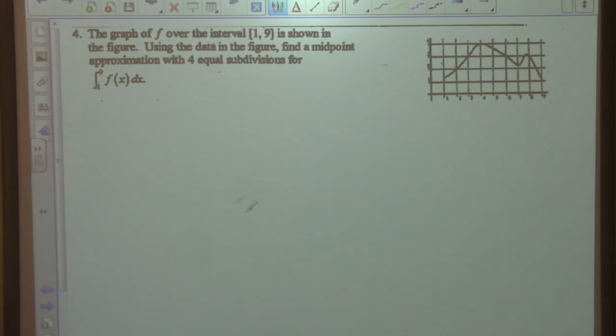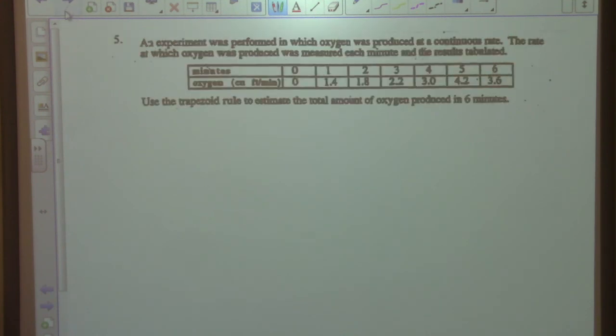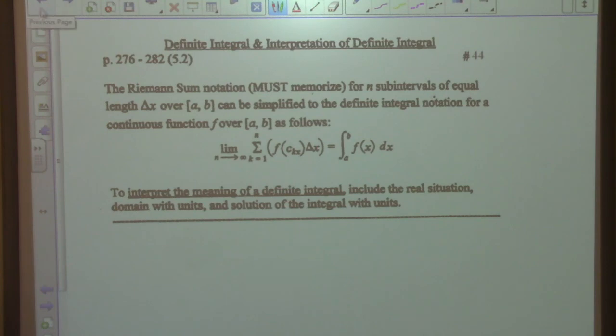Okay, here's another one right here. Use it to find a midpoint approximation with 4 subdivisions. Can you read this one okay? Yes. 1, 2, 3, 4, 5, 6, 7, 8, 9. And then 1, 2, 3, and 4. Okay, yeah. I thought that looked halfway like a 5.